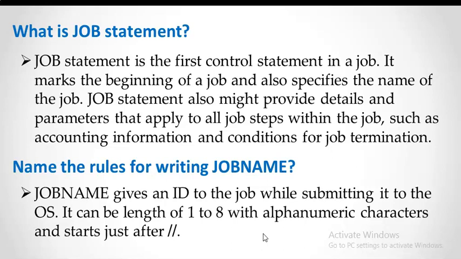Name the rules for writing a job name. The job name gives an ID to the job while submitting it to the OS. It can be of length 1 to 8 with alphanumeric characters and starts just after 2 forward slashes.